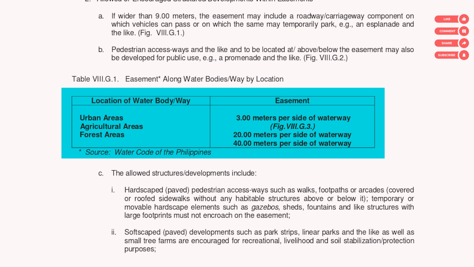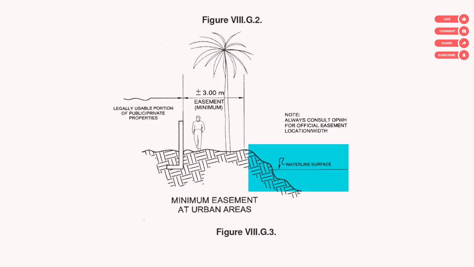which is again also in the civil code. Sorry, in the building code. 3 meters per side for urban areas, 20 meters per side for agricultural areas, and 40 meters per side for forest areas. Again, 3 kapag urban, 20 kapag agricultural, and 40 kapag forest. So, yeah, ito yung example.